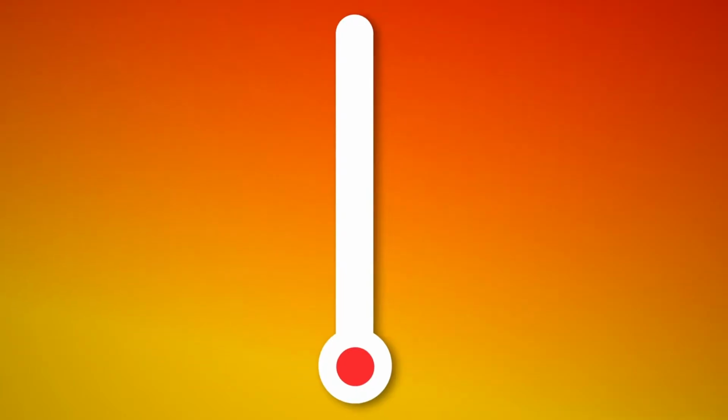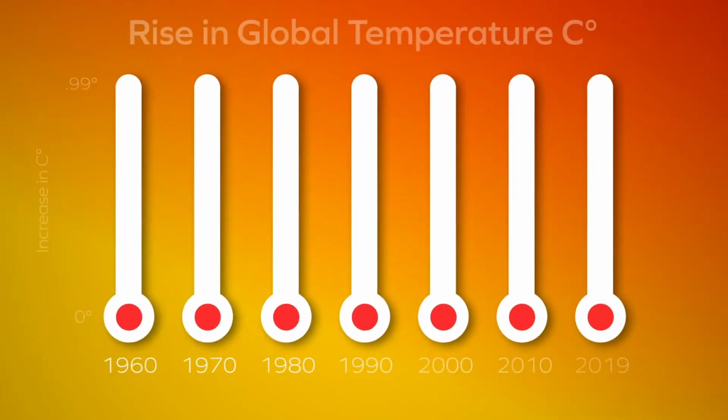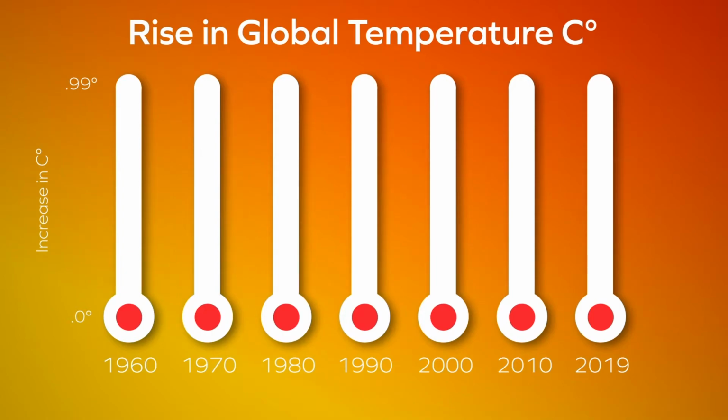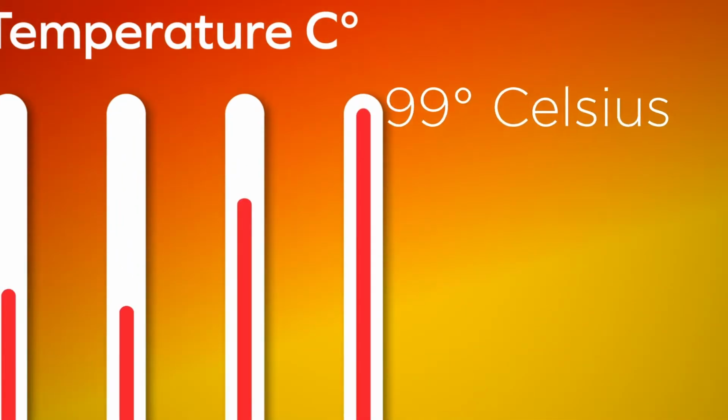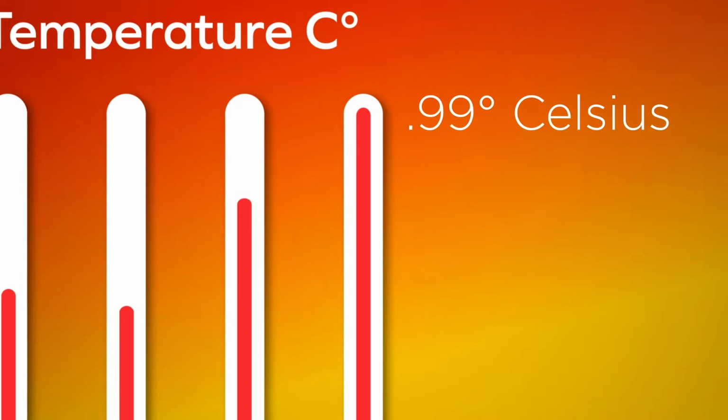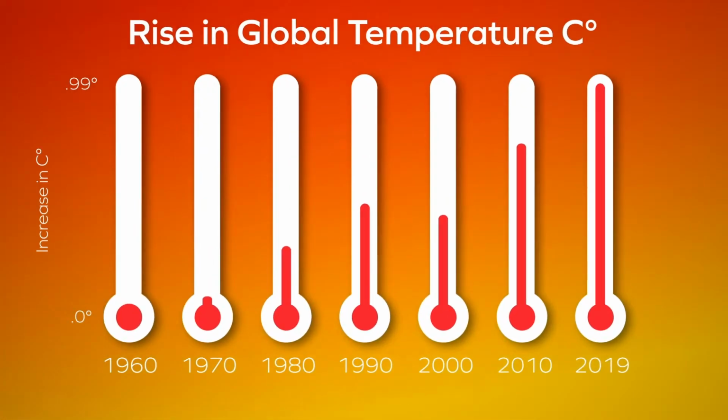According to these thermometers, you can see that the rise in global temperature has gone up each decade fairly consistently since the 1960s. But in 2019, we're almost at 1 degree Celsius, and that's when the problems start coming in.